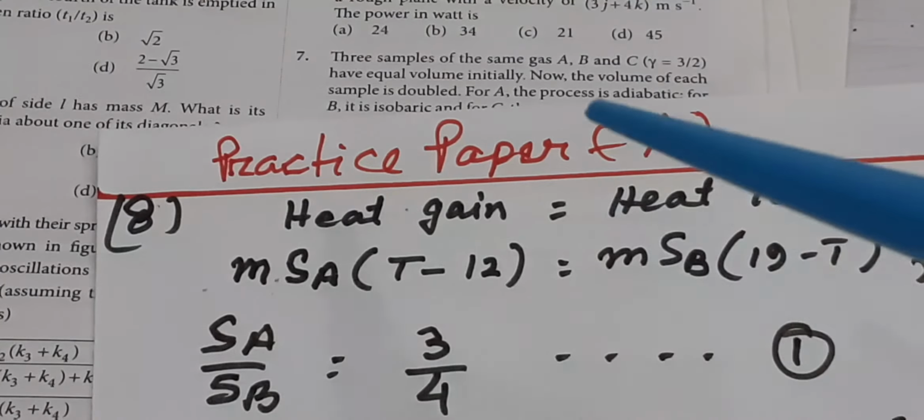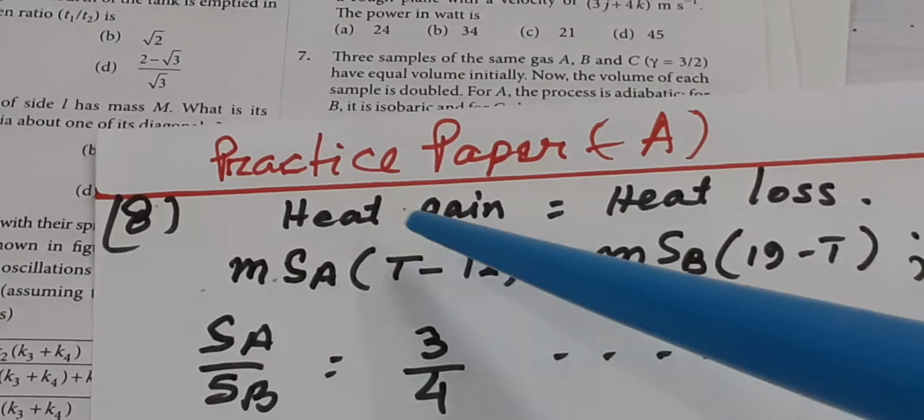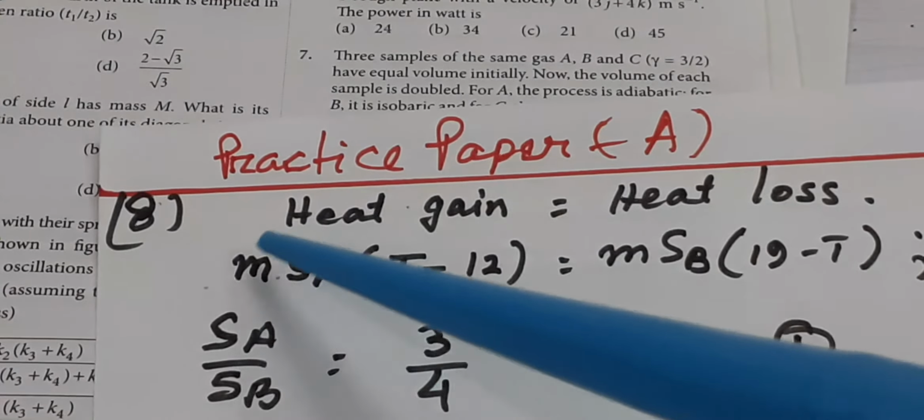The temperature of sample A is 12 degrees, and it will gain heat up to some higher temperature T. That means m SA (T minus 12) equals m SB (19 minus T). Masses are the same, as given in the question. From here SA by SB will be 3 by 4. Similarly, for B and C, we get 23 minus 19 and 28 minus 23, with final temperature 23, so SB by SC is available. Take the ratio of SA, SB and SC altogether: you will get 15 is to 20 is to 16. This is simple mathematics.